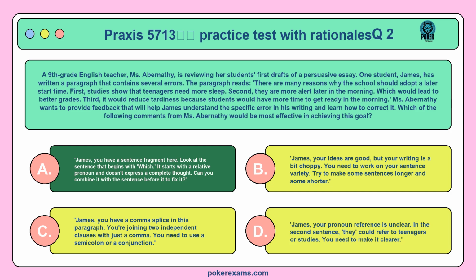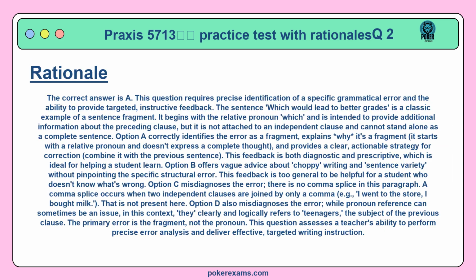The correct answer is A. This question requires precise identification of a specific grammatical error and the ability to provide targeted, instructive feedback. The sentence which would lead to better grades is a classic example of a sentence fragment. It begins with a relative pronoun, which, and is intended to provide additional information about the preceding clause, but it is not attached to an independent clause and cannot stand alone as a complete sentence.